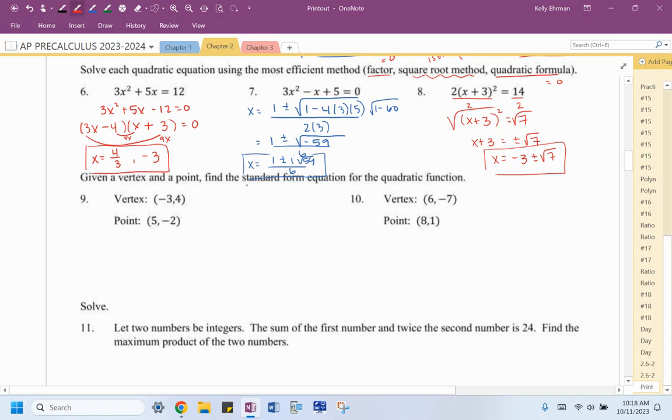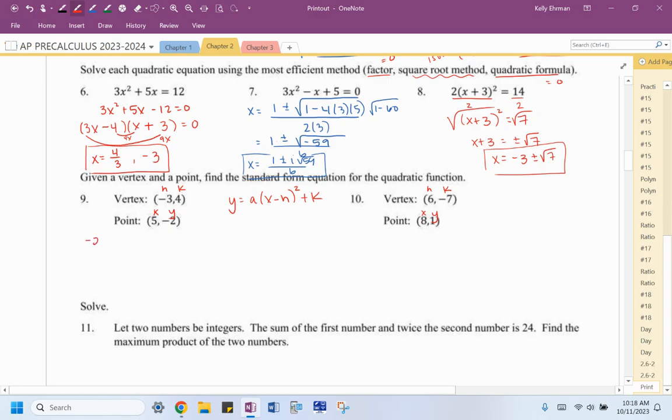Given a vertex and a point, find the standard form equation. Again, this is y equals a times x minus h squared plus k. The vertex is (h, k). The point is (x, y). Plug in the pieces and solve for a.